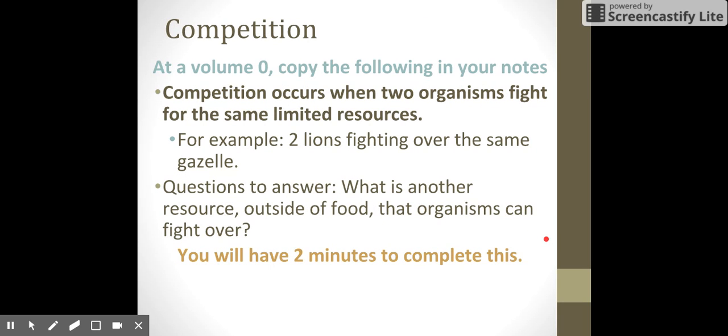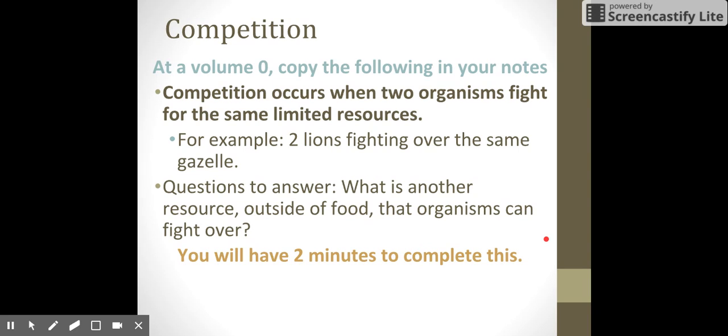Now, one of these competitions that can happen in these niches is in fact competition, and it occurs when two organisms fight for the same limited resources. So, if two lions are fighting over the same gazelle, one lion will eat the gazelle and catch the gazelle. The other lion will not. One will go hungry, and it'll either have to go to an area where it can catch gazelles again, try better that next time to outcompete the other lion, or die.